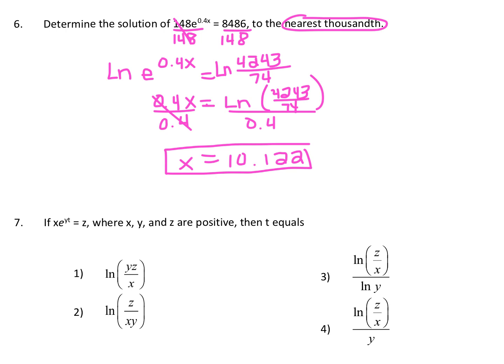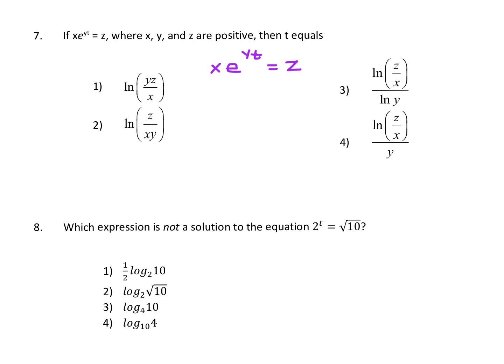Okay, now number 7 is similar, except instead of having a whole bunch of numbers involved like we did up here, it's all variables. But there's still an e, and they still want you to solve for the exponent, so you're really going to follow the same process as what we did up here. Okay, so let's first get the e by itself. We want to get rid of this x, so let's divide both sides of the equation by x.